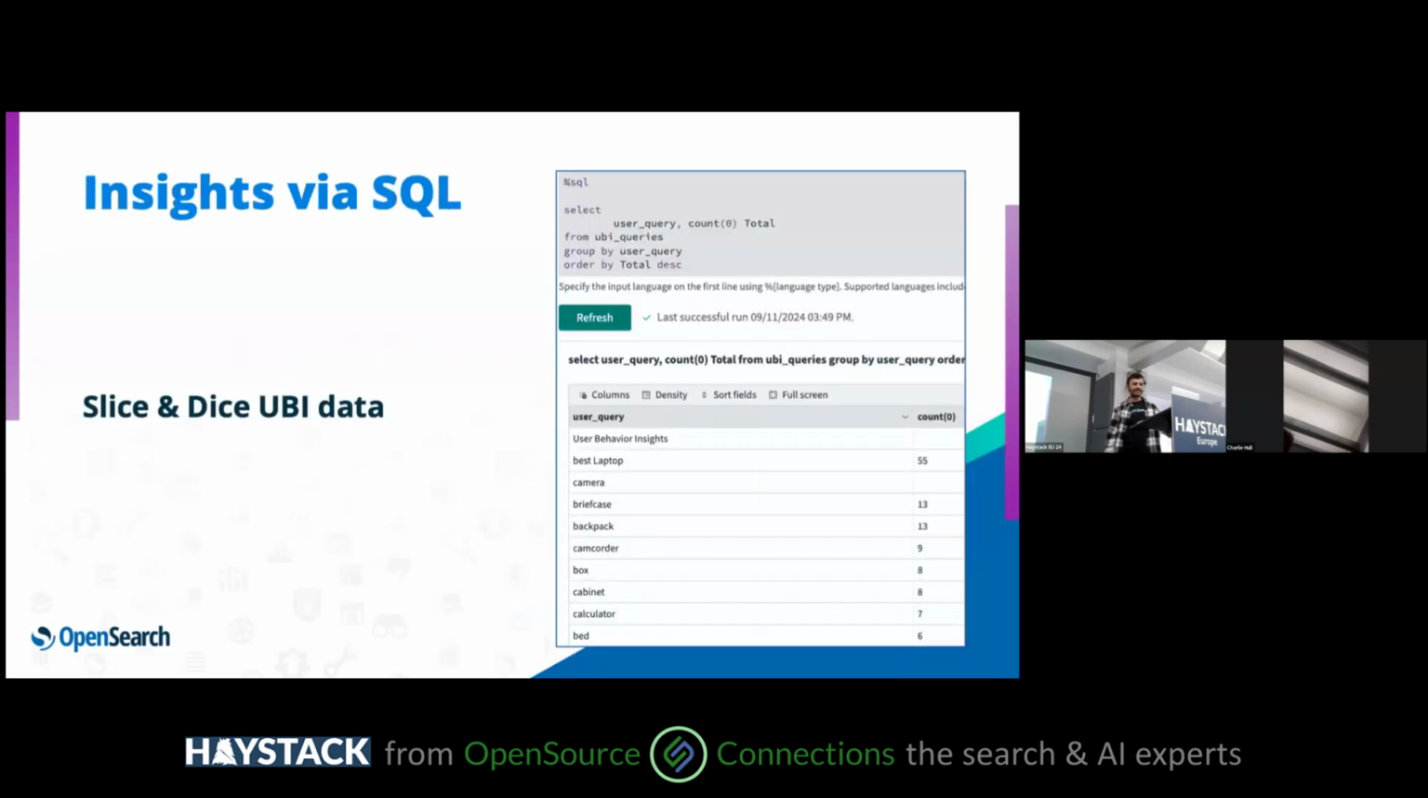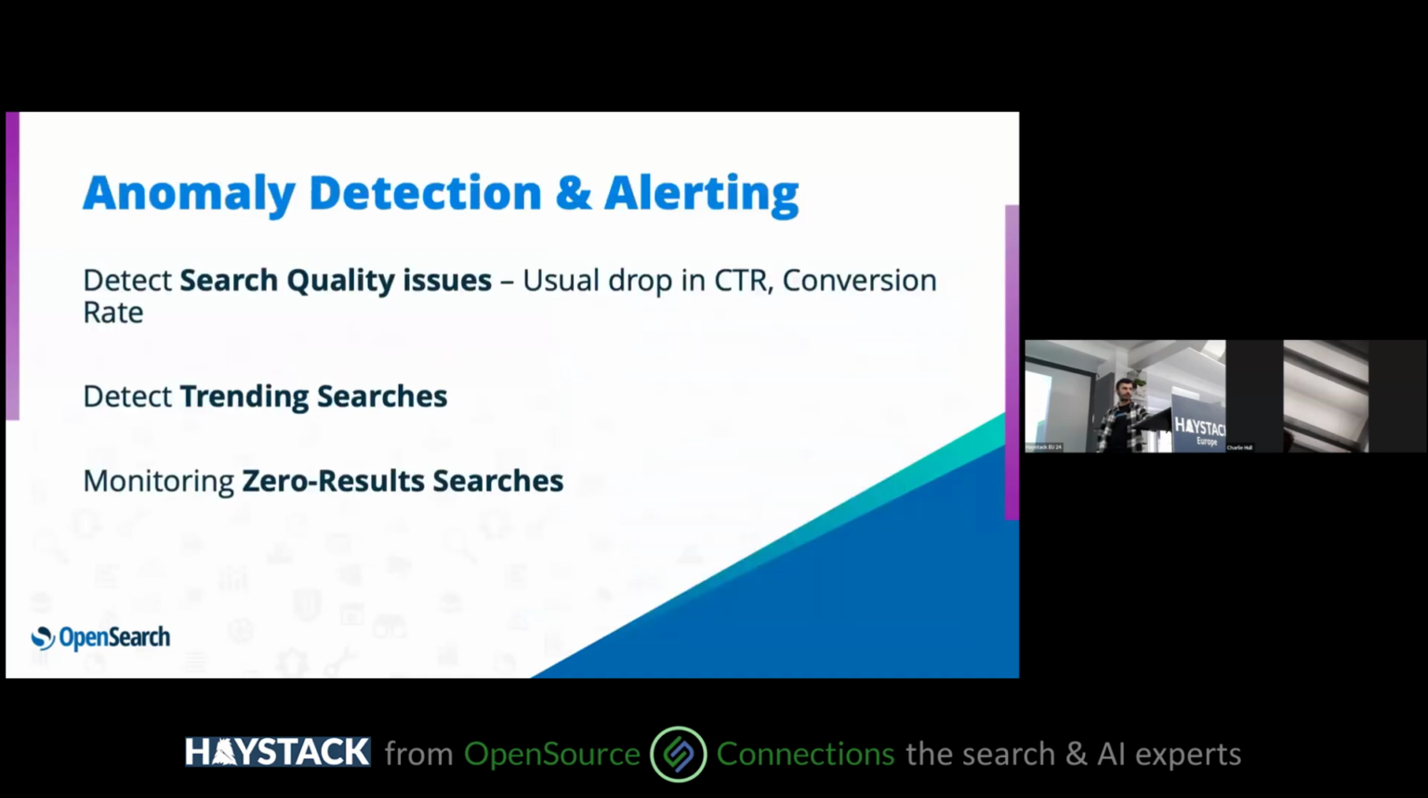Insights, so slicing and dicing the data with SQL is something that we already saw. Another thing that you can do is use anomaly detection that is available with OpenSearch, or maybe even outside OpenSearch. Since these are time series data, you can use anomaly detection to find, let's say, zero results or trending searches. Let's say there's a TikTok video going viral and everyone is trying to buy the same product, but you do not have it. This is something that you can capture as it happens, and you can, let's say, scramble to do something about it.